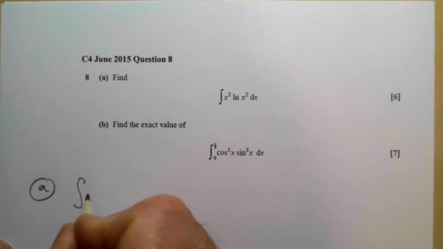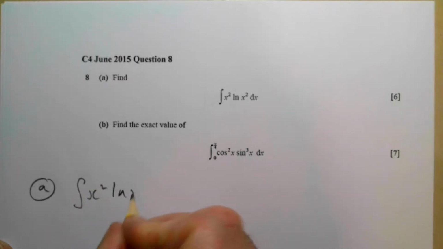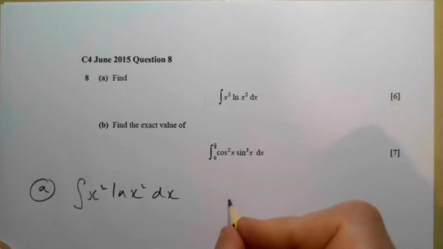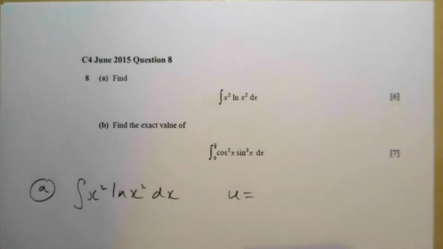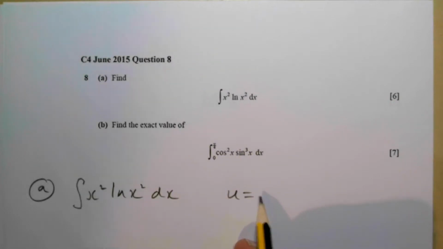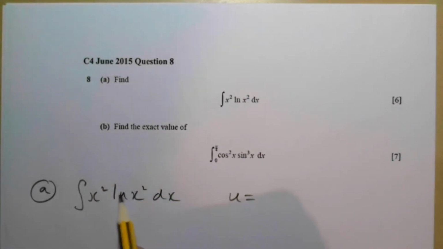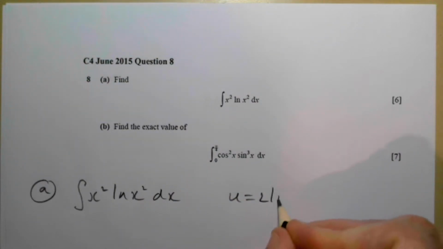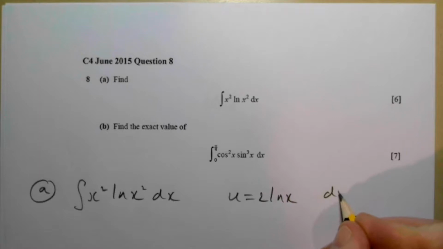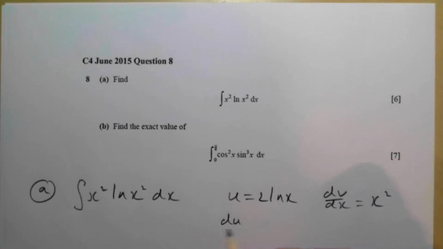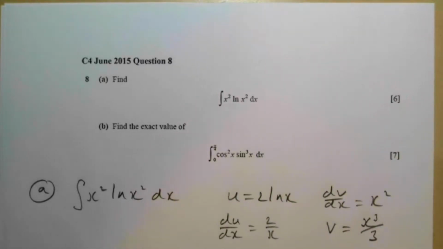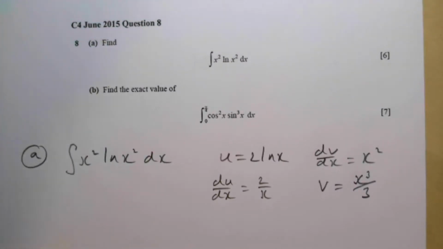So this is the integral of x squared ln x squared dx. Because it's an ln one, we're going to let u equal that. And I'm going to rearrange this. Hopefully we know ln x squared using our laws of logs is the same as 2 ln x. And then my dv by dx, I'm going to have as x squared. du by dx, if I differentiate ln x, I get 1 over x. So 2 times that is going to be 2 over x. And then my v is going to be add 1 to the power, divide by the new power, x cubed over 3. So I'm ready to do my question.